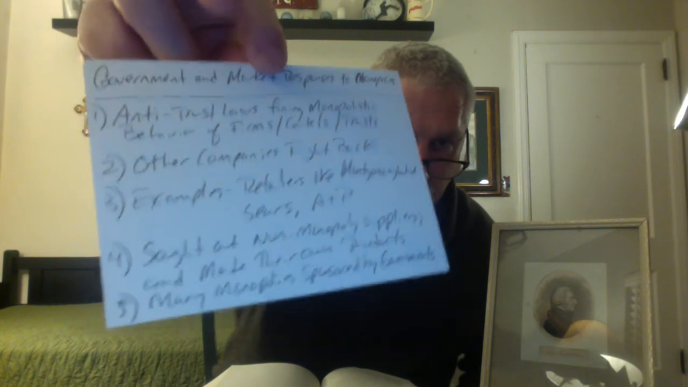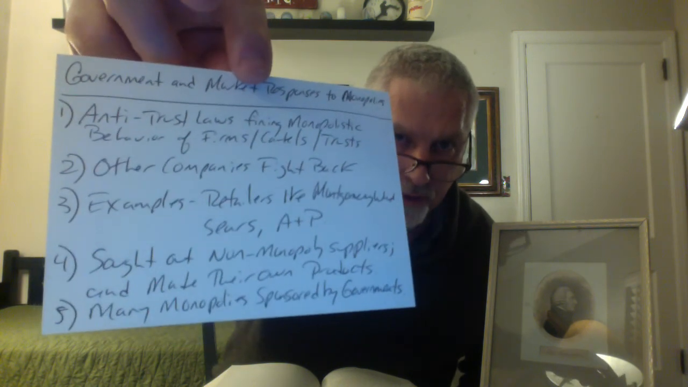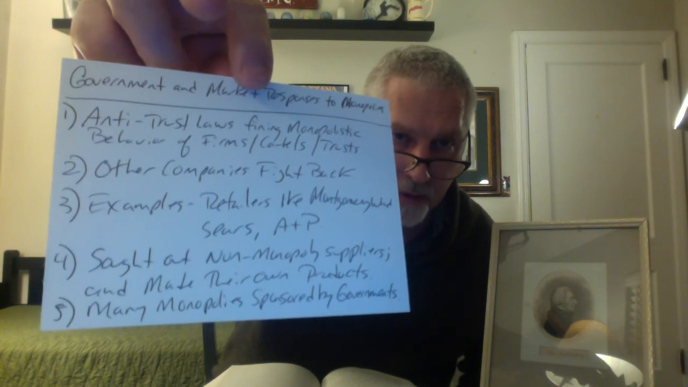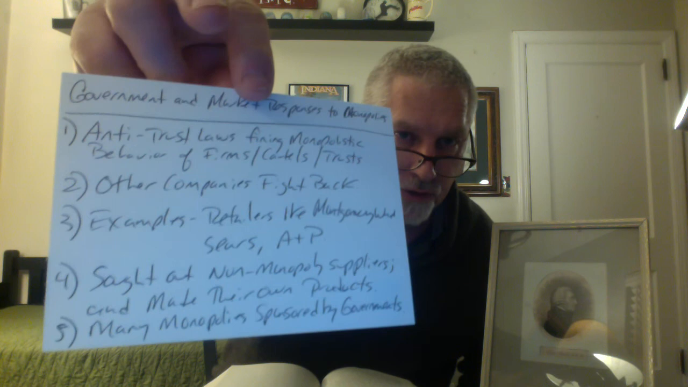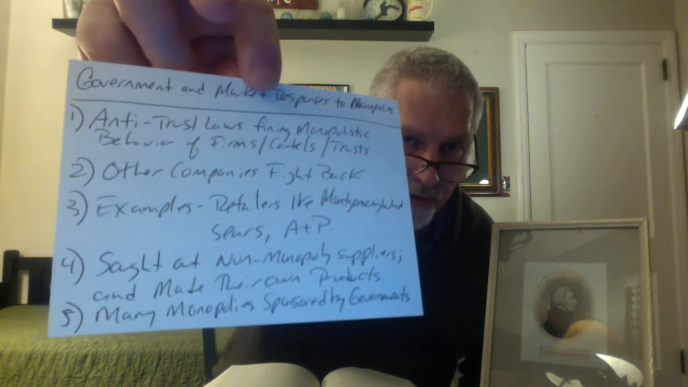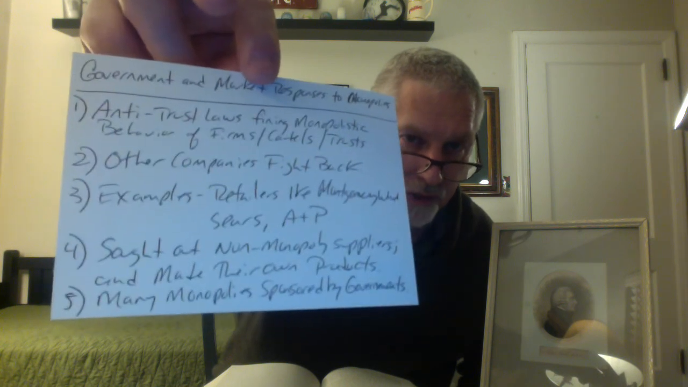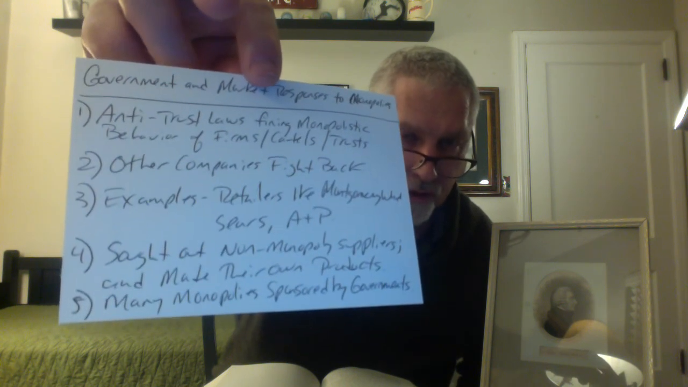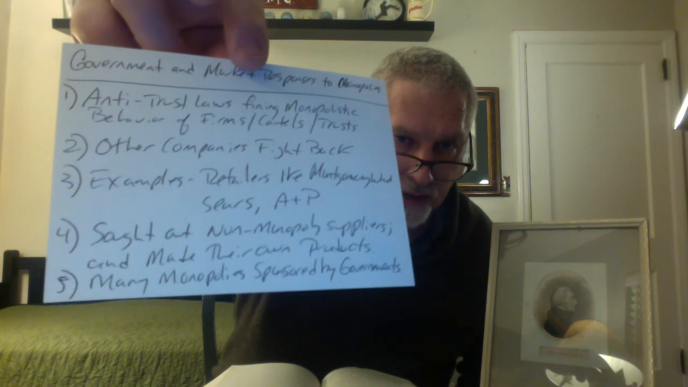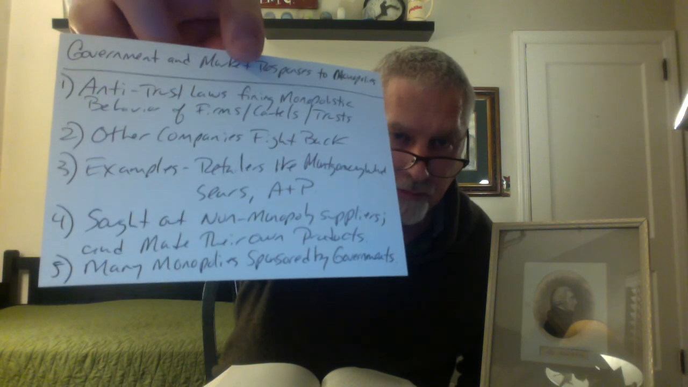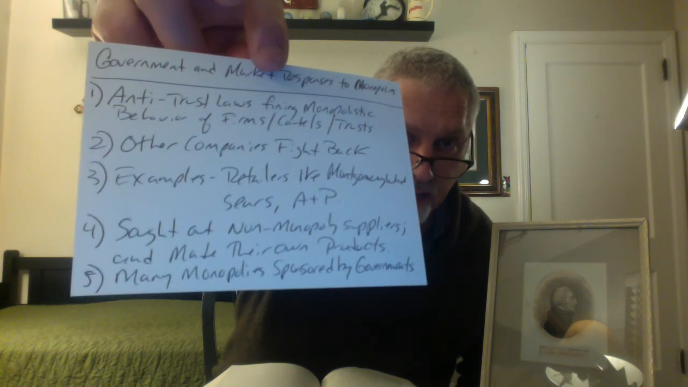So anyway, there are really two major ways to deal with monopolies and cartels. One is through government antitrust laws that would basically fine monopolistic behavior of firms, cartels, and trusts. But then there's a private way of doing it, which is other companies fight back. In the case of retailers like Montgomery Ward, Sears, and A&P, they sought out non-monopoly suppliers and made their own products, and so that ended up busting up a lot of monopolies.